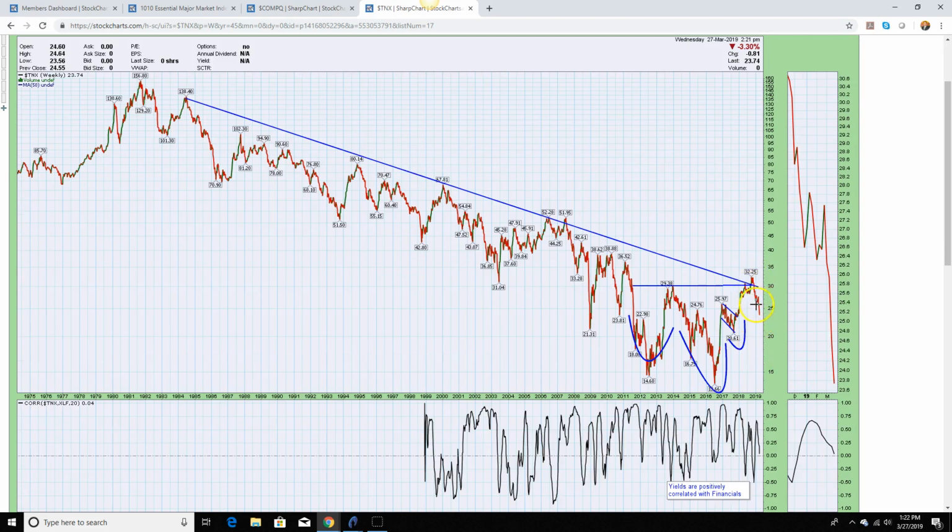Now, you might think it's coming all the way down here, but again, it could just shake people out a little bit, right?